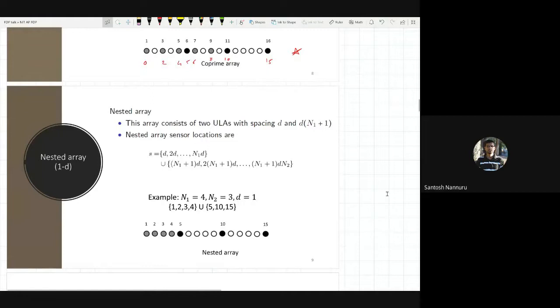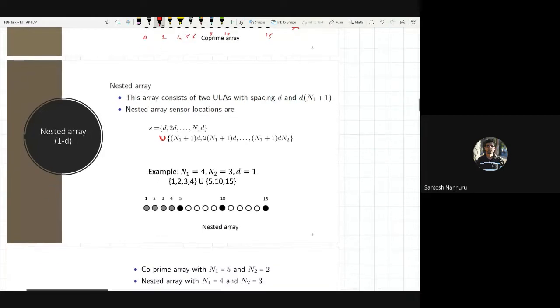So next is the nested array, again two ULAs. One is a very dense ULA with spacing D. It's very simple: D, 2D, and so on up to N1·D. Then the next part is (N1+1)D, 2(N1+1)D, and so on up to N2. So again, two parameters N1 and N2, similar to above, but there's no requirement of coprime and all. So if you see here, this is the nested array.